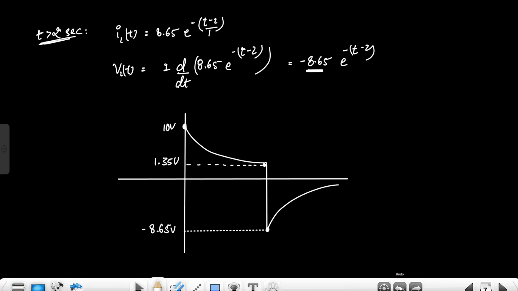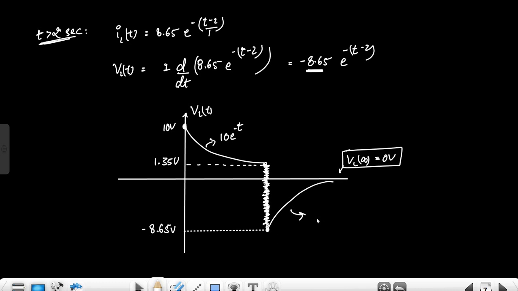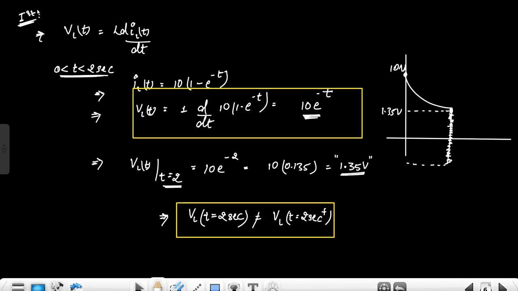राइट। इस तरह से it will terminate to 0 volt because this is fixed value as we have already discussed, and this is the discontinuity. This is identical, that is following this equation e raised to power minus of t, and this part is following -8.65 of t minus of 2. So this is the first method we have also discussed.